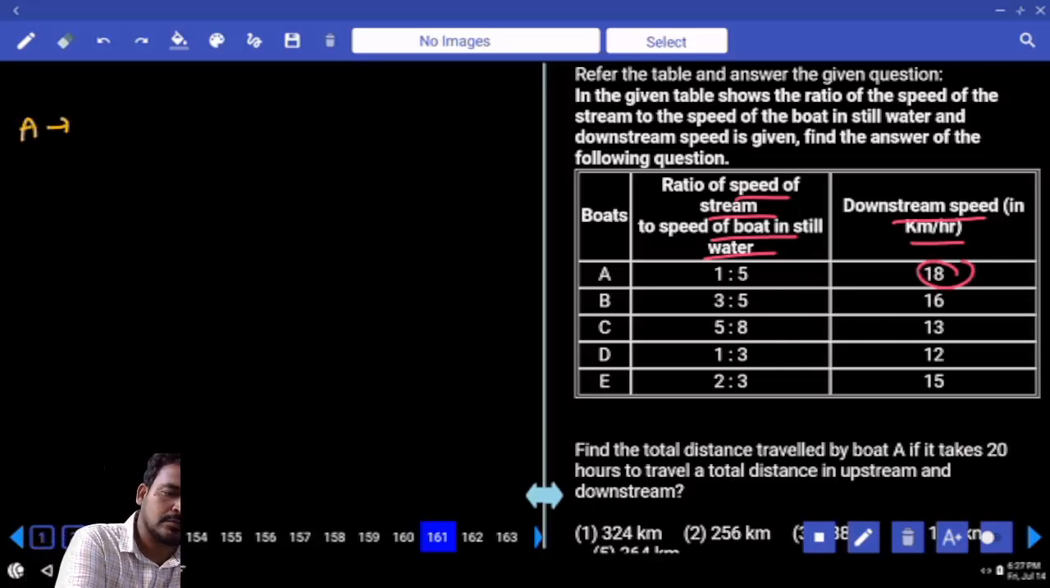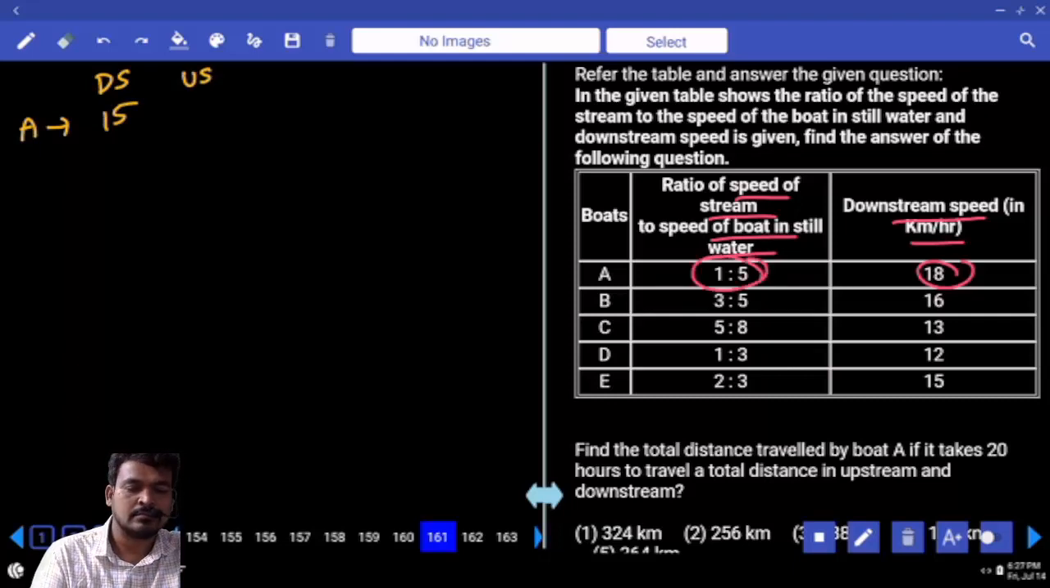Boat A downstream speed is 15. What is the upstream speed? Total how many parts here? 6 parts. Sorry, it is 18. Downstream speed is 18. 6 parts are 18, so what is one part? 3. What is the upstream speed? 4 parts, so 4 parts is 12.